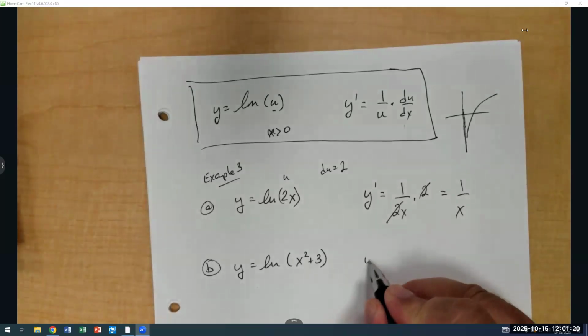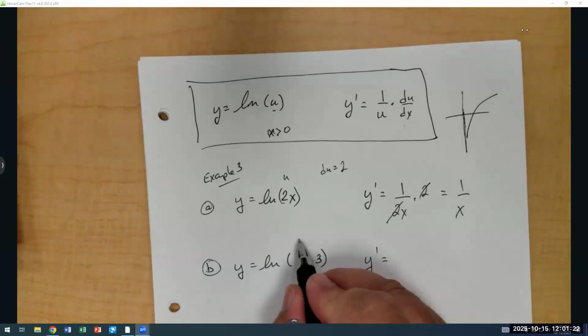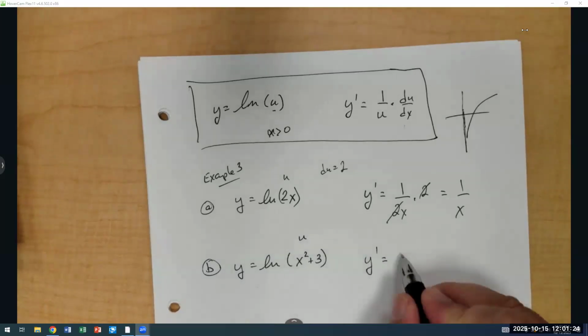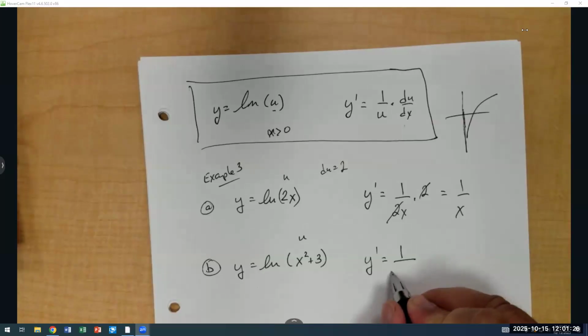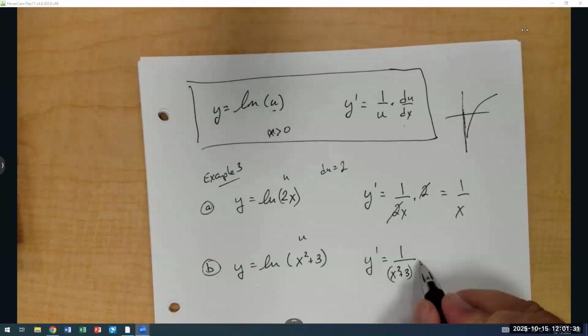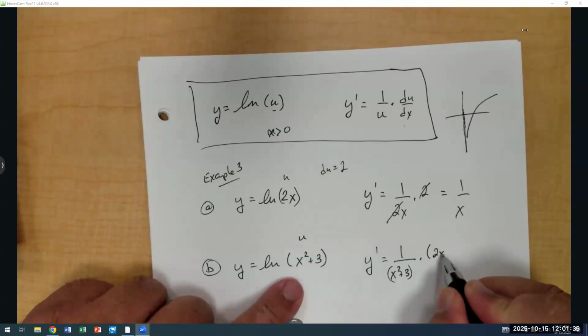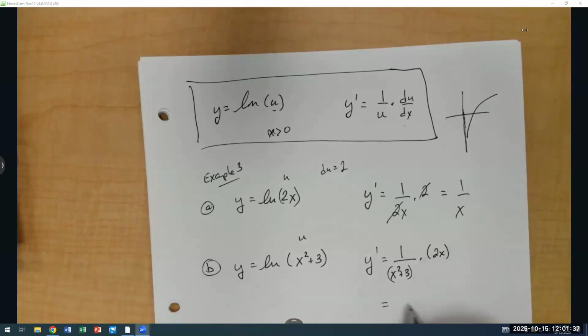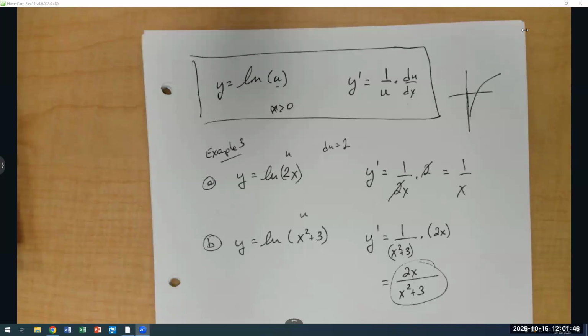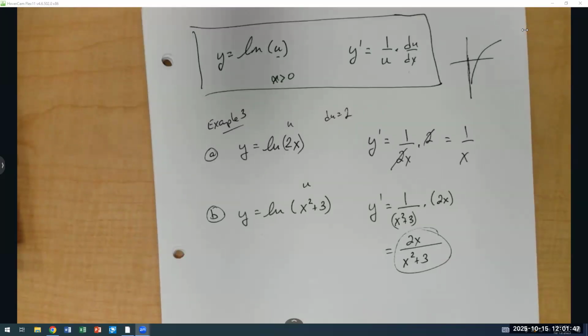Okay, the derivative. This is our u. So automatically it's 1 over u, which is x squared plus 3, times the derivative of u. The derivative of u is 2x. And there's our answer. What's our derivative? Straightforward?